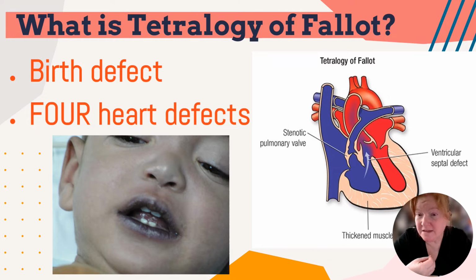Those 4 defects really affect how well the blood is oxygenated. So the amount of blood getting to the lungs to get oxygen. And it's not just one problem, it's 4 separate problems. So it is a big fix.